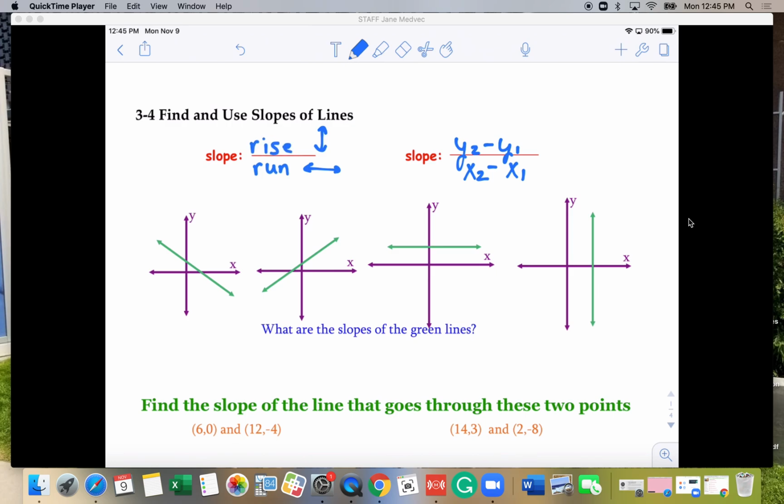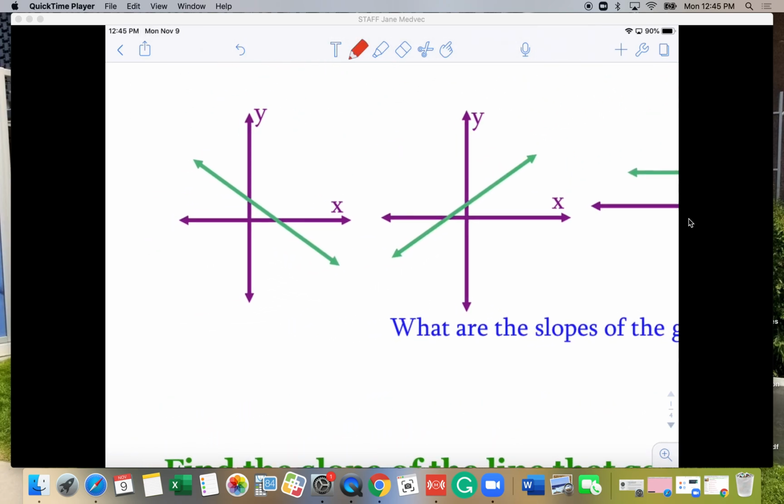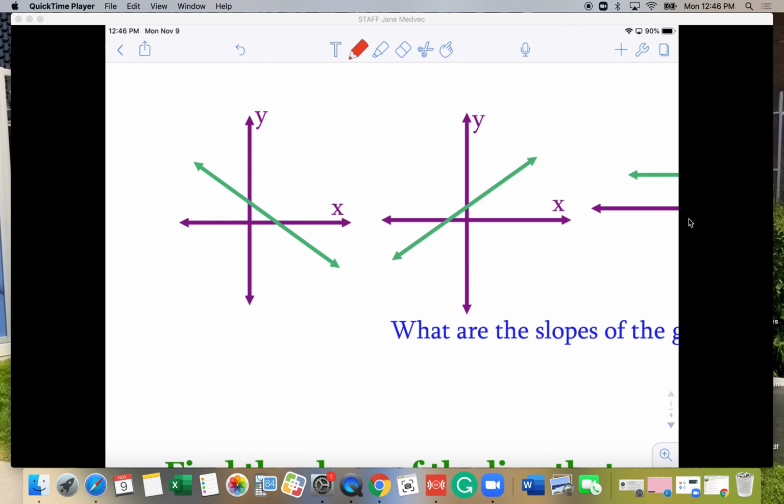Let's take a look at some ideas of slope. If I take a look at the first graph, you will notice that the slope here is going down from left to right. It's going like downhill. And so the slope on this is negative. The second graph, you'll notice that if I go from left to right, it goes uphill. So the slope on this one is positive.